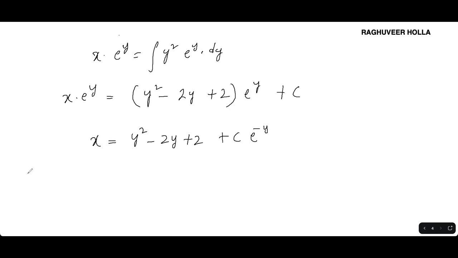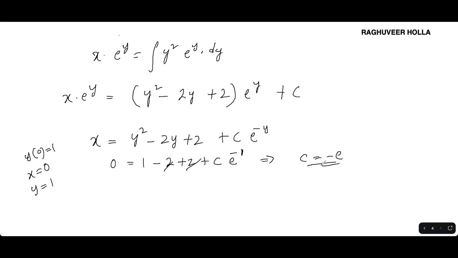Now for x is equal to 0 and y is equal to 1, we have been given y of 0 is equal to 1, right? So let us substitute it. So 0 is equal to 1 minus 2 plus 2 plus c into e to the power of minus 1. So these get cancelled, and then this implies c is equal to minus e.